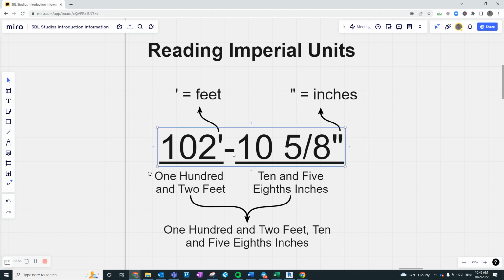And then we might also have a little dash right in here. The dash does not indicate anything. It's not a minus sign. And this is going to get a little confusing when we start doing inch calculations in Revit, but just know that when you see this, it just means everything together. So this is 102 feet, 10 and 5/8 inches.